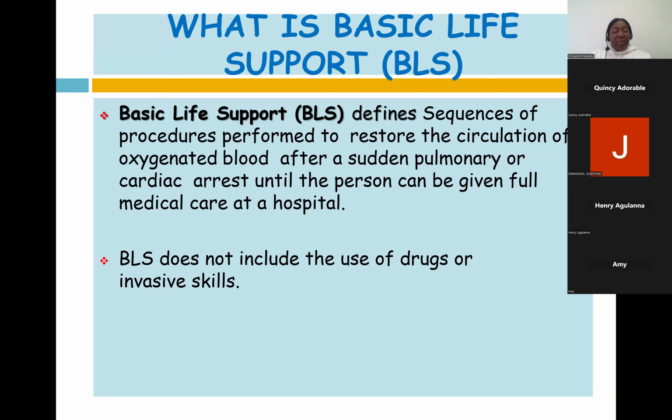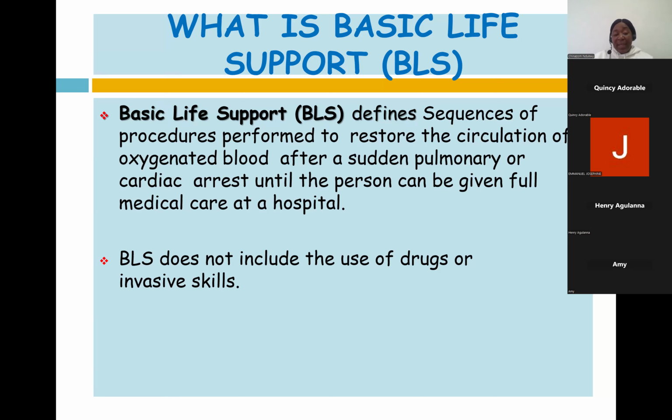Let's go ahead. Basic life support is defined as a sequence of procedures performed to restore the circulation of oxygenated blood after a sudden pulmonary or cardiac arrest until the person can be given full medical care at a hospital. It doesn't involve giving the person any medication or any invasive skills. So this simply means that basic life support is the care or the attention that is given to someone who has cardiac arrest or pulmonary arrest.